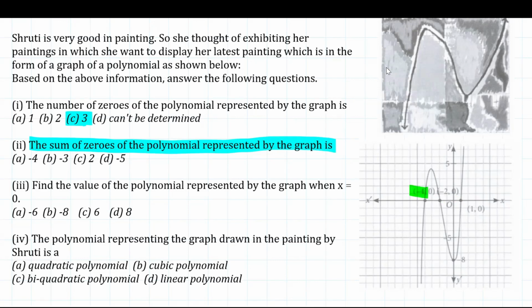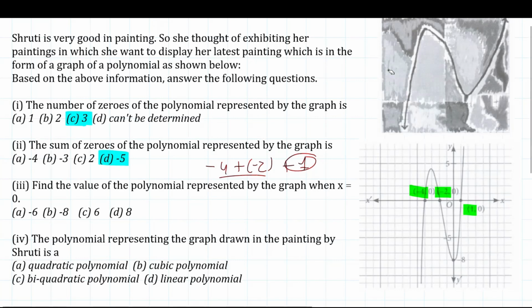The x coordinate of the point at which the graph touches the x-axis. So I can see what are these? Minus 4, minus 2, and 1. So if I find their sum, it is minus 4 plus minus 2 and plus 1. So minus 6 plus 1 is what? Minus 5. So minus 5 is the answer.